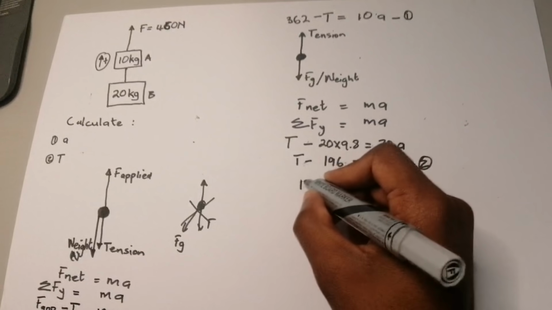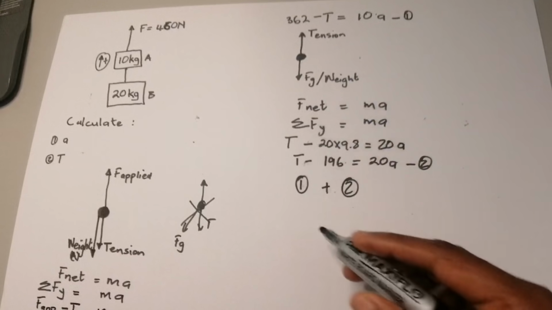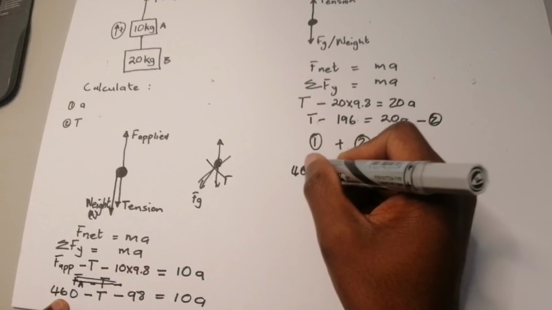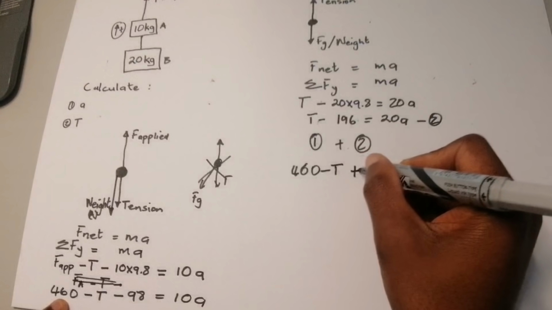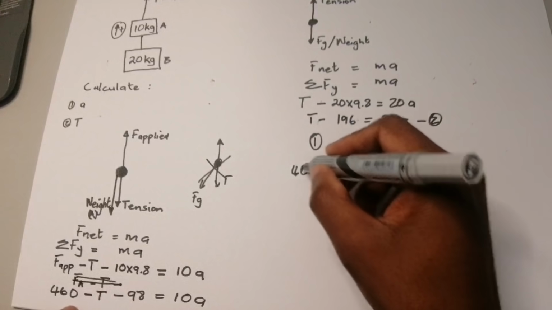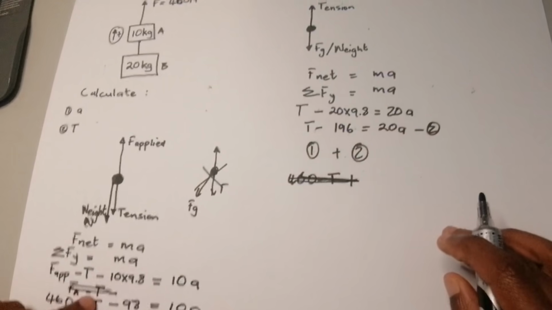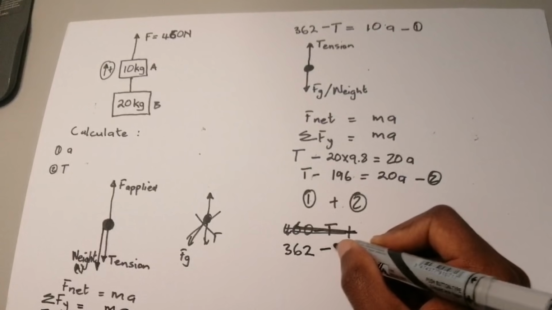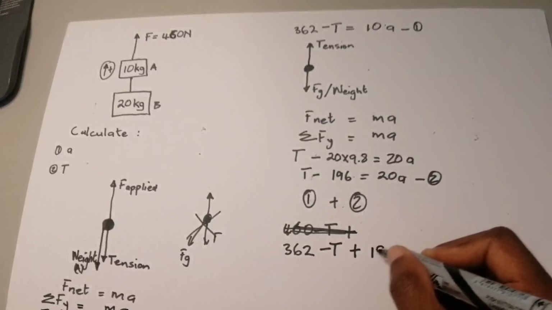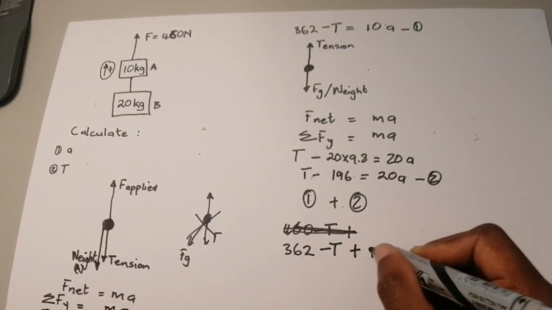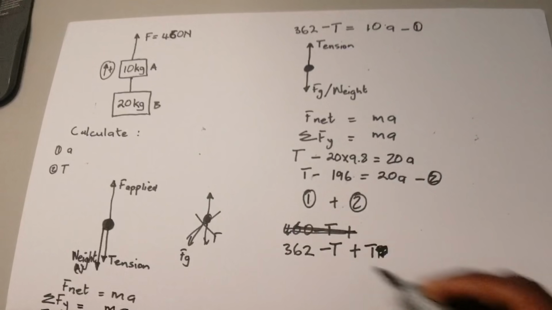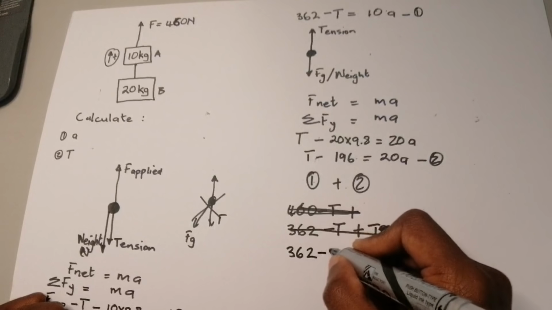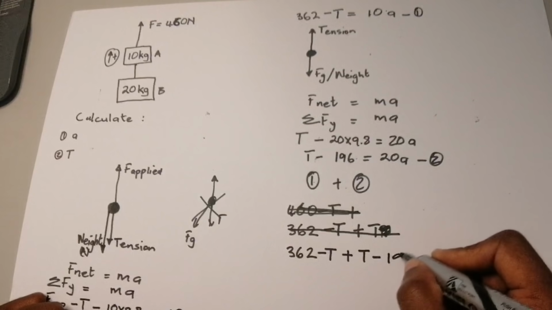Now I'm going to take the sum of equation 1 plus equation 2. So everything on the left hand side of each equation. Remember my first equation, no sorry, that's not 460 minus T, remember it's this one here, that was my equation 1. So that's 362 minus T plus T minus 196. I'm making a lot of errors, so I'll cancel that so that it doesn't look clumsy.